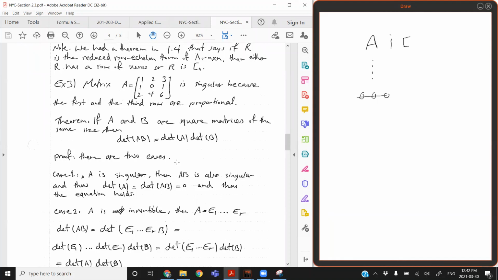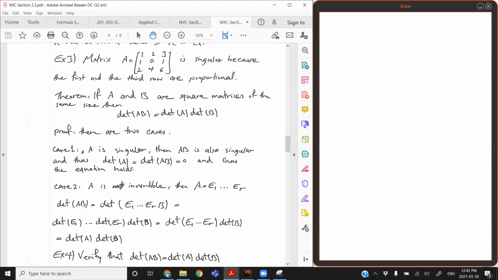Okay, so now we are ready for this: the determinant of AB is equal to the determinant of A times the determinant of B. We're going to consider two cases. In case 1, we assume that A is not invertible, and in case 2, we assume that A is invertible. Okay, case 1.